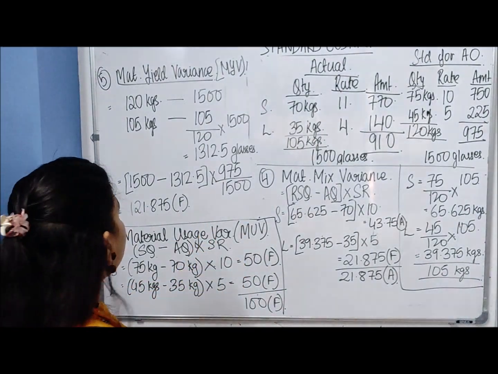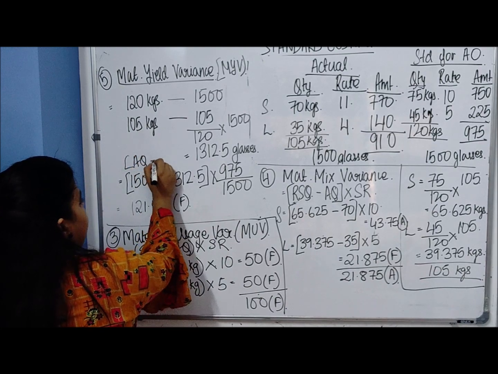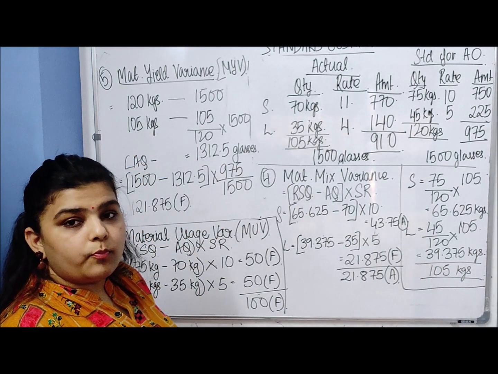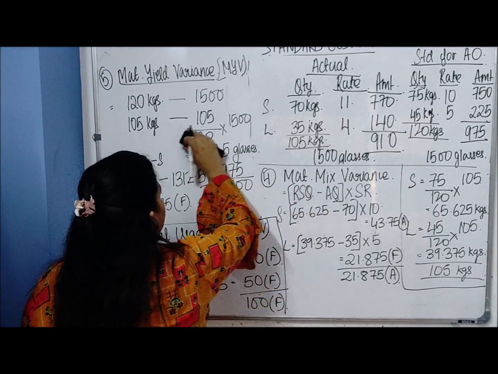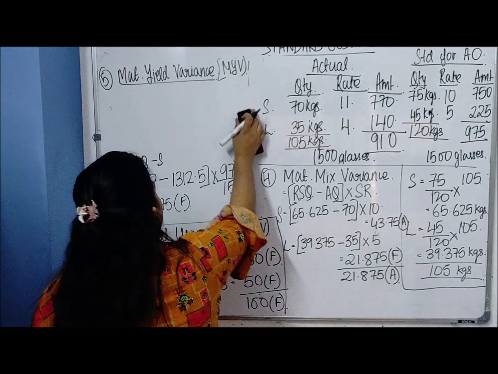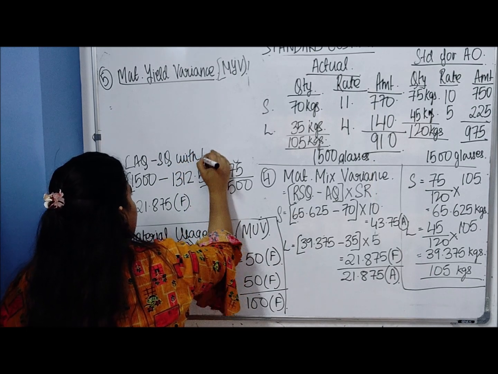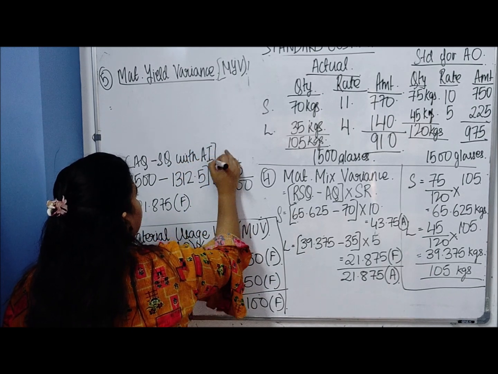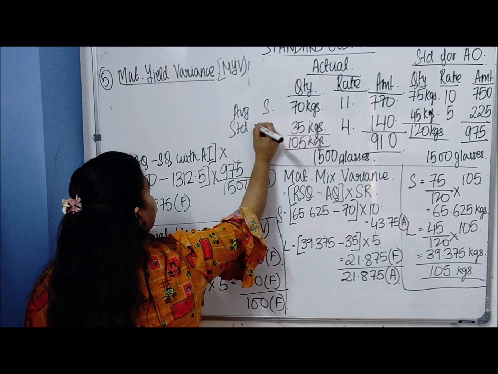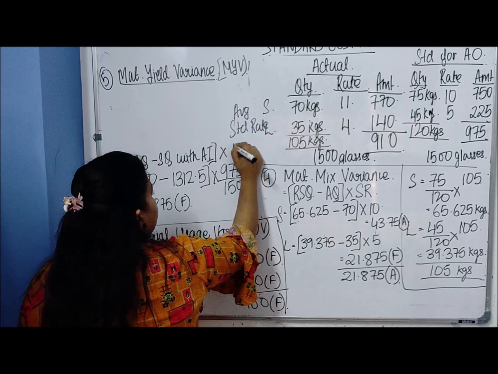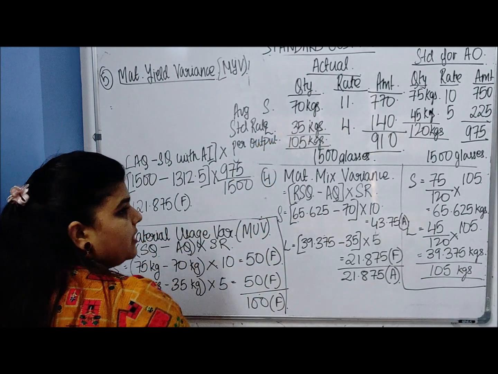Now, let us see the last check that we have. What is the formula here? Our formula would be 1500, which is the actual quantity, minus 1312.5, which is my standard quantity with actual input, into the average standard rate per output. This would give me the yield.